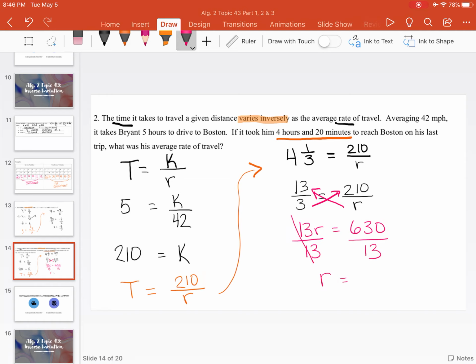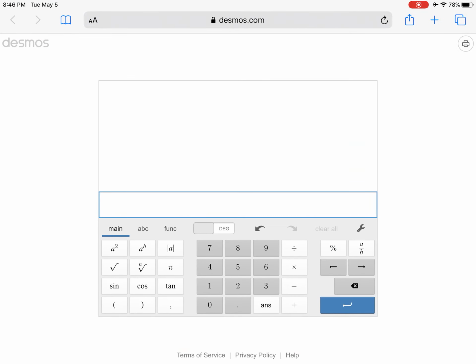Let's go to Desmos to simplify this. 630 divided by 13 gives us 48.46153846. Let's round to the nearest hundredth here. 48.46 miles per hour.